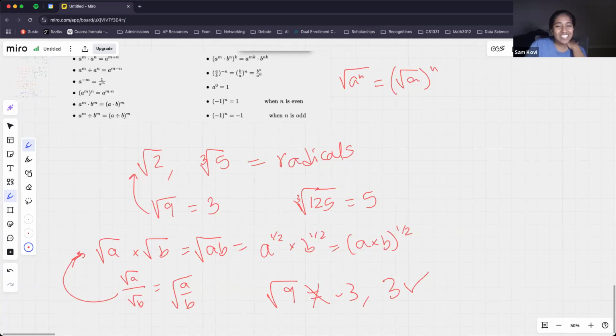Okay, so then let's finally talk about how to simplify radicals. To simplify radicals, I want to pull out as many perfect square powers as possible, and then I want to leave any remaining factors under the radical. So for example, if I had the square root of 125, what would that be equal to?